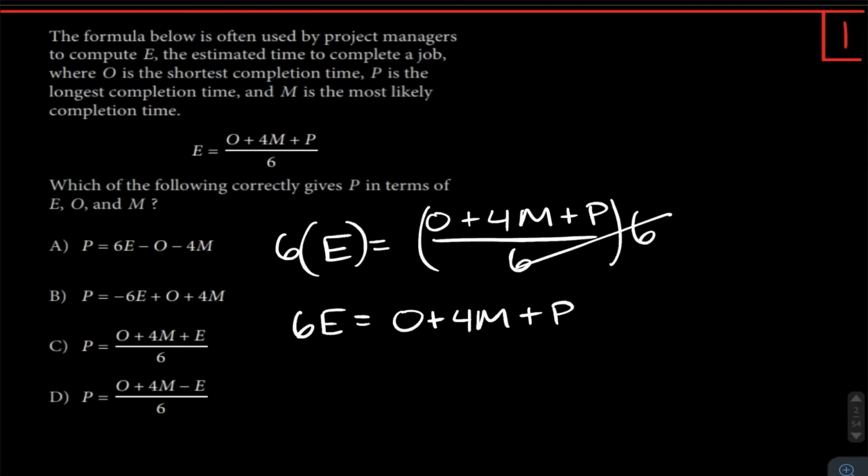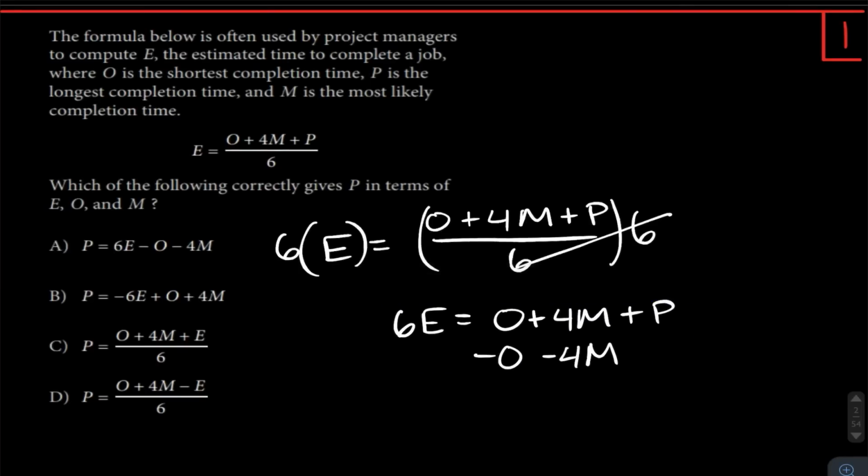And now to solve for P, it looks like all we're going to have to do is subtract O and subtract 4M. I know it's a little weird working with variables versus numbers, but really that's all this problem is asking for. So we're going to subtract that on both sides.